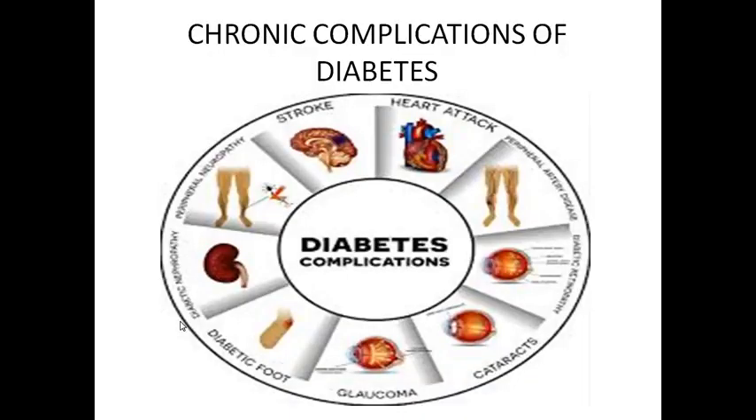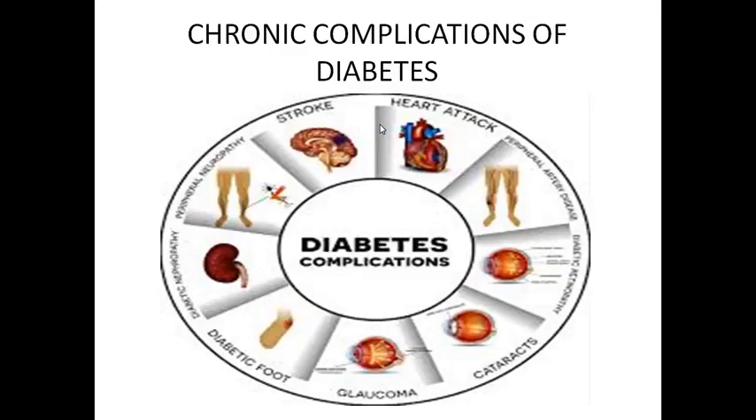So, coming to the chronic complications of diabetes. Diabetes can cause many complications. It can cause stroke, heart attack, peripheral vascular disease, retinopathy, cataract, glaucoma, diabetic foot, nephropathy. So diabetes in the long term can cause disease in almost all the organs of the body. In type 1 diabetes, all of these chronic complications appear almost 10 to 12 years after the onset, depending on the type of control the patient is having. But in type 2 diabetes, at the time of diagnosis, patients have already developed these complications, and within 5 years they are apparent.